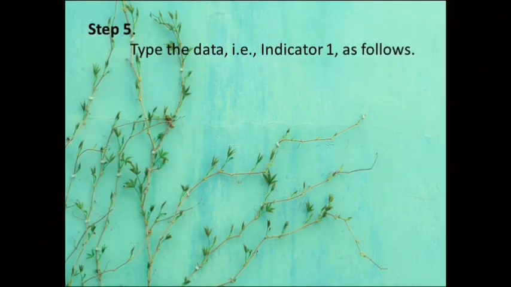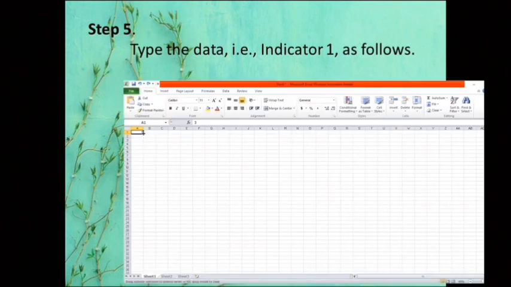Then step 5 is to type the data. So for example, indicator 1. In the book the example is indicator 1. So in the example on the competition, computed manually, the mean for indicator 1 is 2.5. So the first one is to type the data. Here in Excel, you type until the last number.